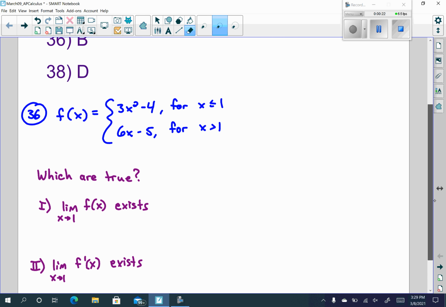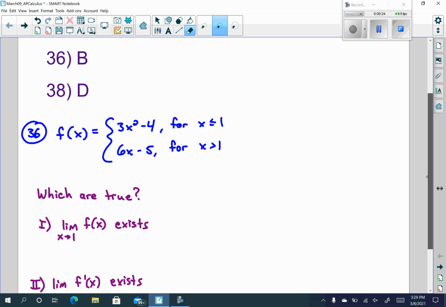But still continue to look, because you may have been thinking about something a little different that still got you to the correct answer. But let's take a look at 36. We're given f of x is equal to this piecewise function, and we need to figure out which of the following are true.